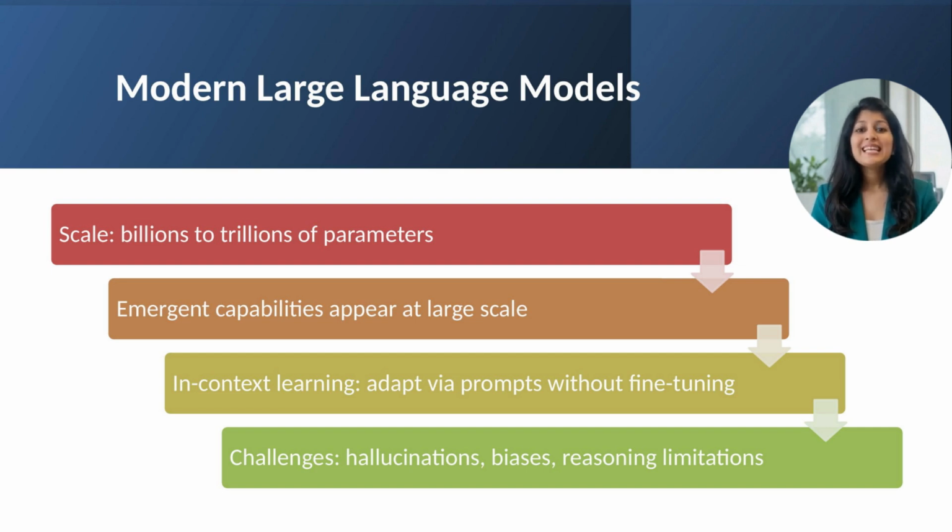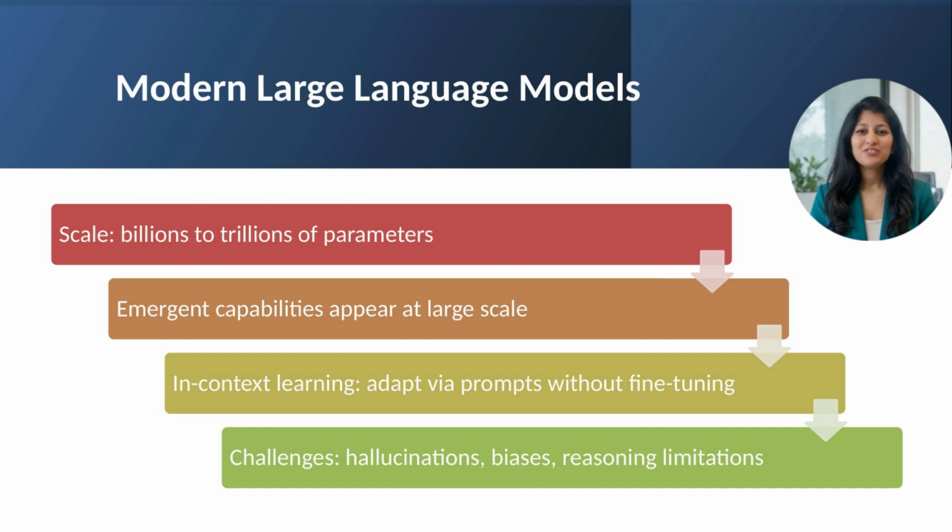In-context learning is a key capability. Provide examples or instructions in the prompt, and the model adapts its behavior without updating weights. Translate English to French: sea otter, loutre de mer; peppermint, menthe poivrée; plush giraffe. The model learns the pattern from examples and continues correctly. This makes LLMs incredibly flexible, but LLMs have important limitations.